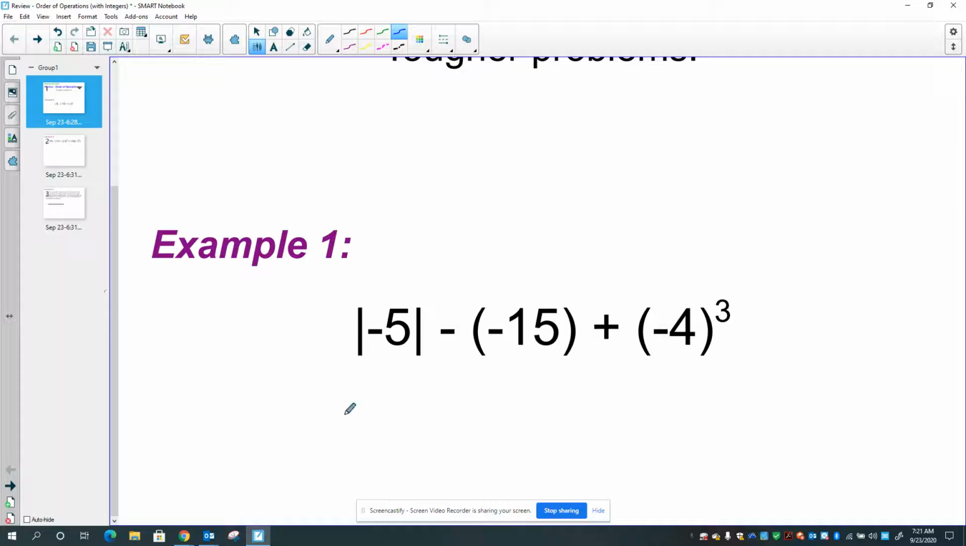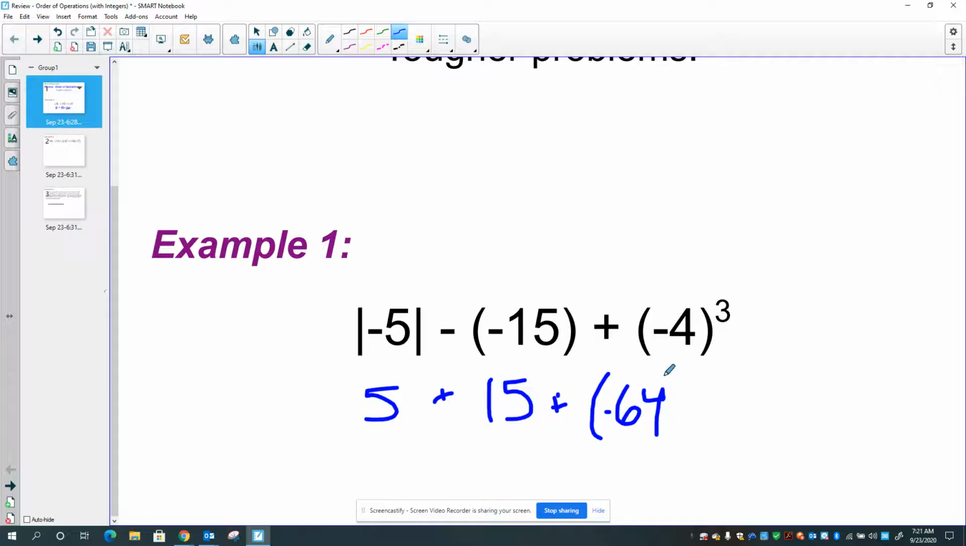Okay, here it is. Hopefully you've attempted it. Let's see how you did. So this is the absolute value of -5 minus -15 plus -4 to the third. Well, I'm going to simplify some of these grouping symbols first. I'll start with the absolute value of -5. It's just 5. And then minus -15, I can simplify to just say plus 15. And then over here, plus -4 to the third is just going to be plus negative, or you could also write minus for that matter, 64. So make sure you put -64.